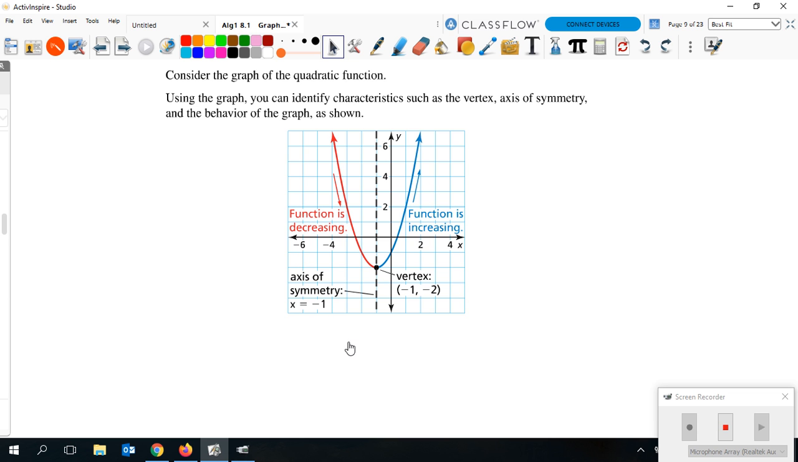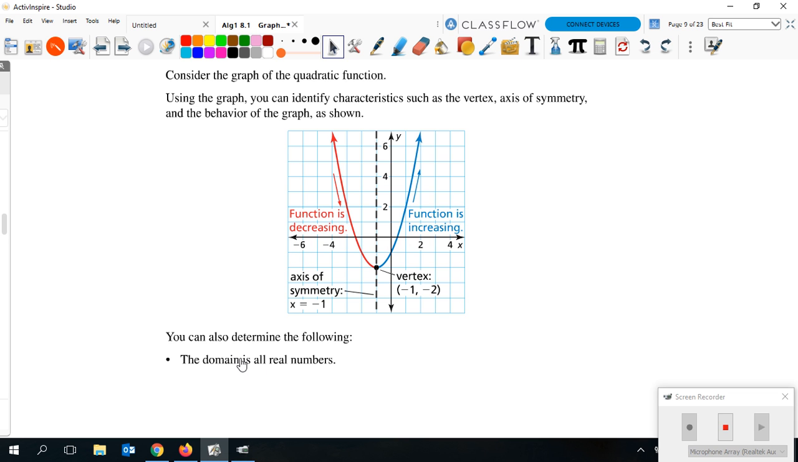You can also see the domain and the range from this as well. The domain, again, is asking you, where's the graph on the x-axis? In this case, it's all real numbers, which means it's everywhere. That's why this arrow keeps going to the left as it goes up. This one keeps going to the right as it goes up. And so the graph is everywhere on the x-axis.